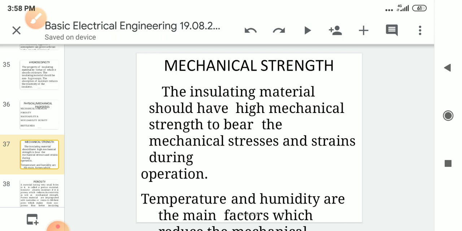The insulation material should have high mechanical strength to bear the mechanical stresses and strains during operation. Temperature and humidity are the main factors. In summer, the atmospheric temperature is very hot. Due to this temperature, the insulation material resistance will be very high.